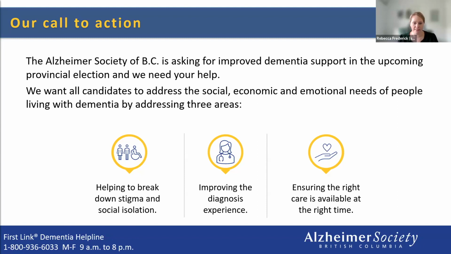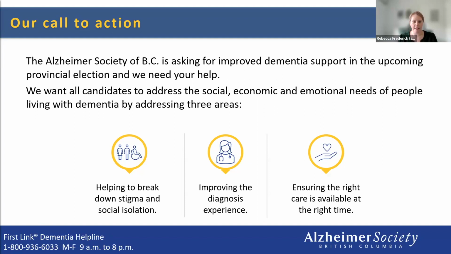And finally, we're asking for a commitment of $4.2 million annually to help us meet the growing demand for trusted first-link dementia support programs and services, something that many of you probably have personal experience with. And finally, our last pillar is ensuring that the right care is available at the right time. We know that people living with dementia fall through the cracks, and we know that as the population ages, we're going to see more pressure on our system of care unless things are addressed.